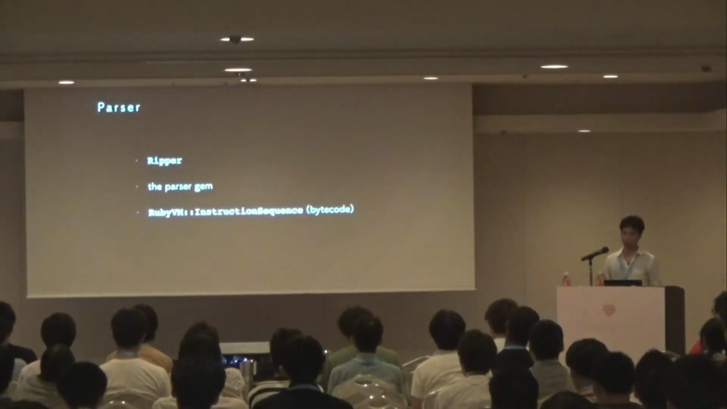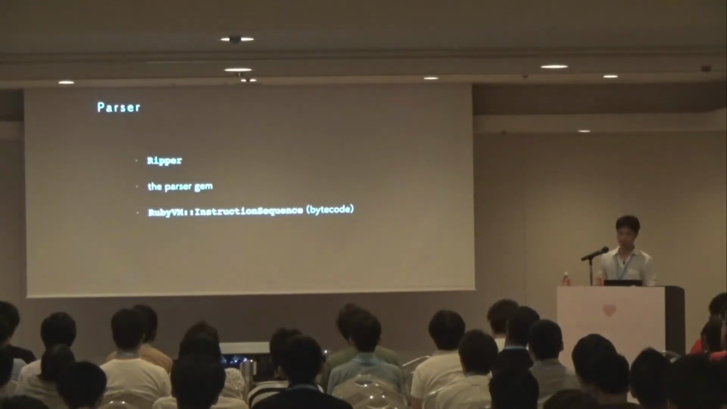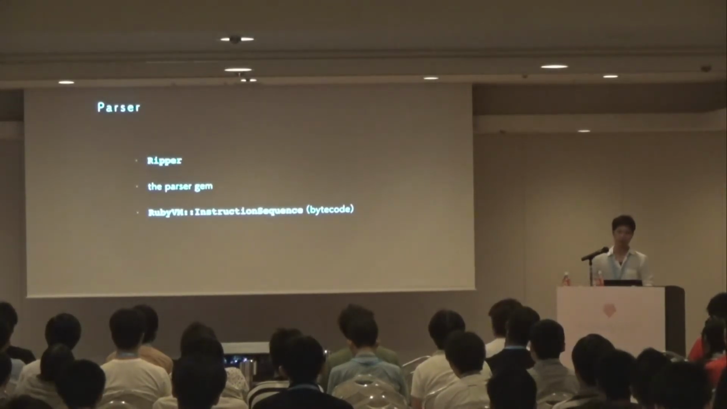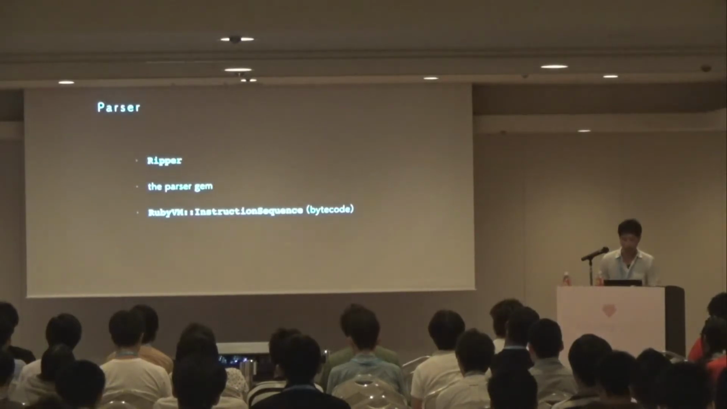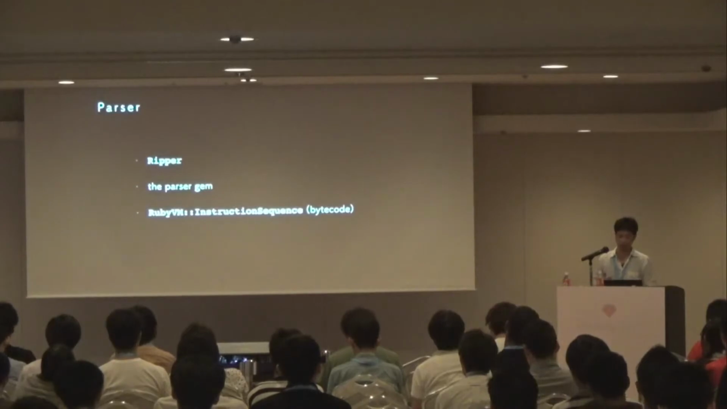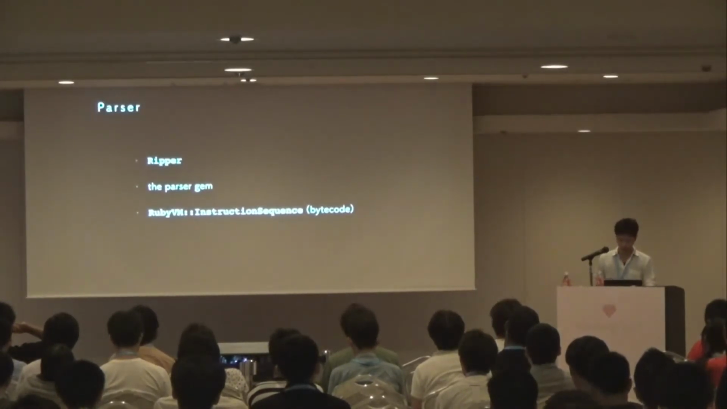So Ruby has several tools that you can possibly use to parse out your Ruby file. The most popular ones are Ripper and the parser gem. Ripper is part of Ruby, so you don't have to worry about dependencies. But if you can add any dependencies to your app, the parser gem is also great. There's also another one, which is Ruby VM instruction sequence, which gives you bytecode. It's not AST, but you can also use bytecode to analyze your code.